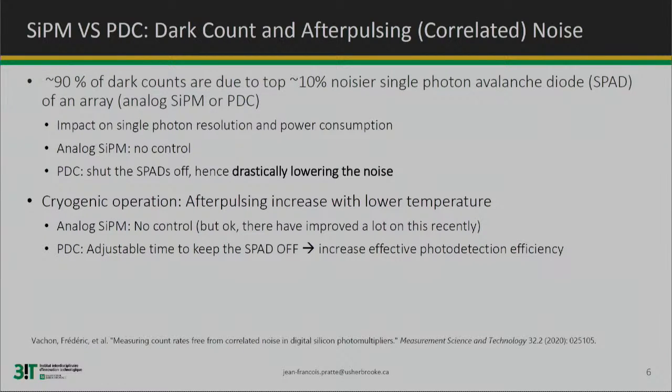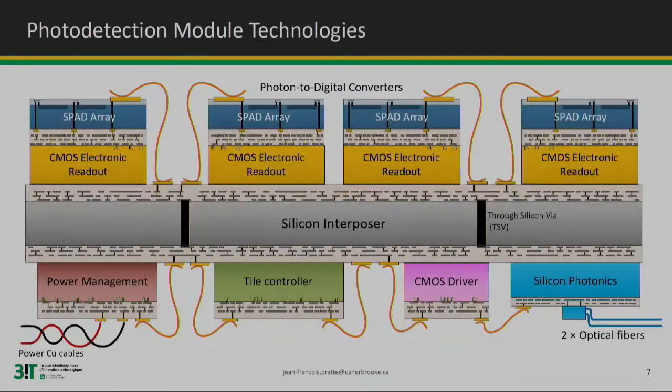The only impact is that you're going to lose some of the counts at the higher end of the dynamic range, which most of the time is not an issue. Now, coming back to my talk, regarding the cryogenic operation, afterpulsing increases as you go lower in temperature. With an analog SiPM, there's nothing you can do about it, but that said, I will give the manufacturers the credit that they've been lowering this impact significantly recently. That said, with the PDC, we can control the time we keep each of these SPADs off. And by doing so, we can lower dramatically the impact of afterpulsing.